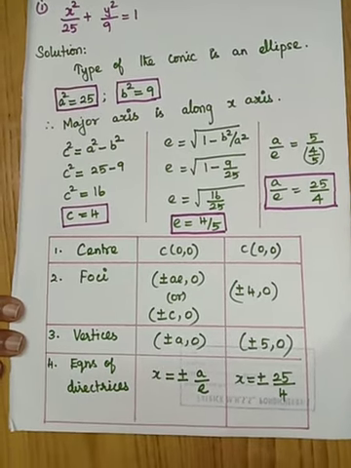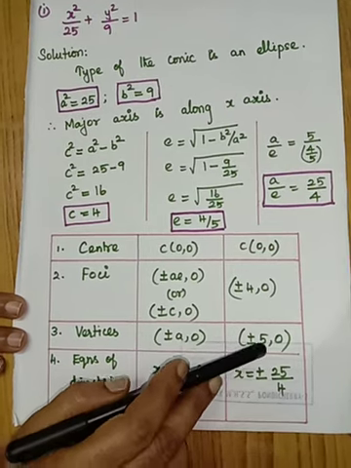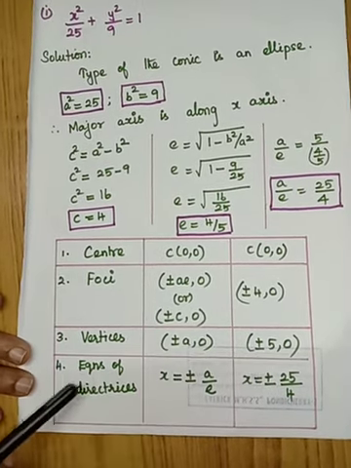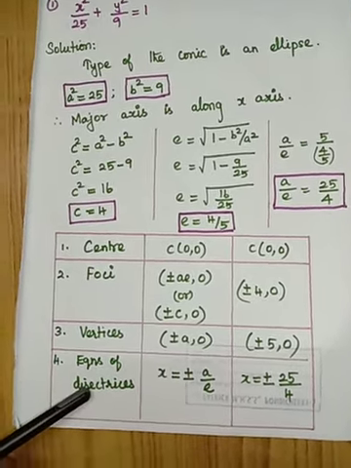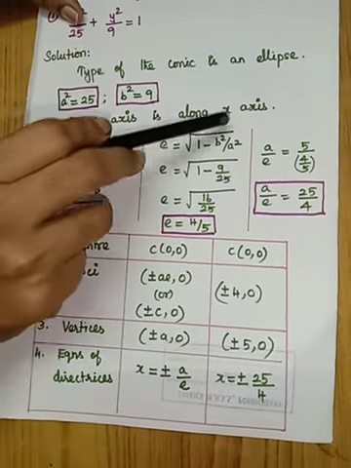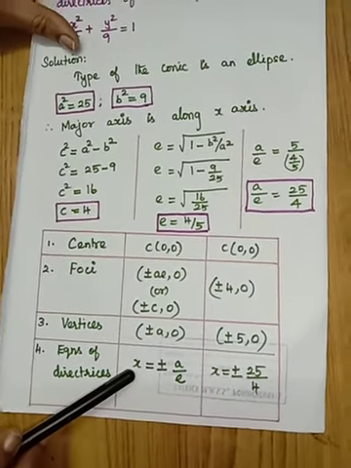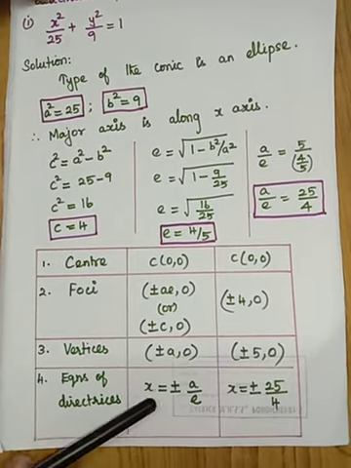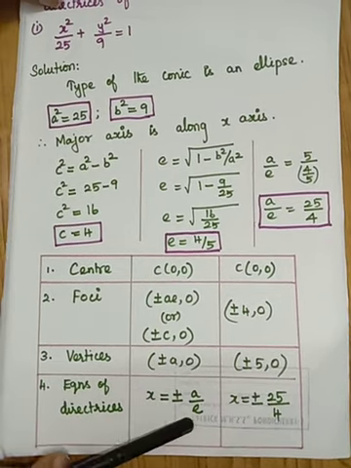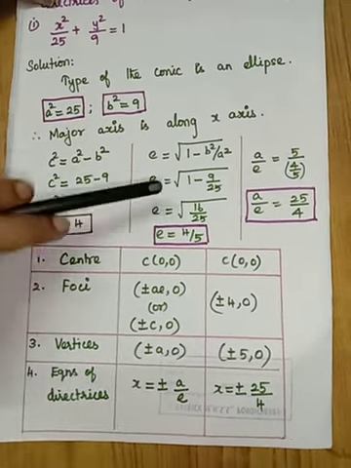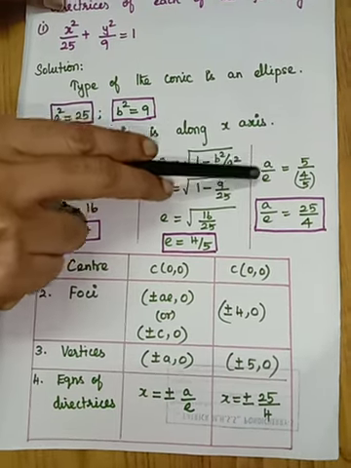A is equal to 5. So plus or minus 5, 0. The next one, equation of directrices. So major axis is along x-axis. The equation of directrices, x is equal to plus or minus A by E. So for this result only I have found E and A by E.